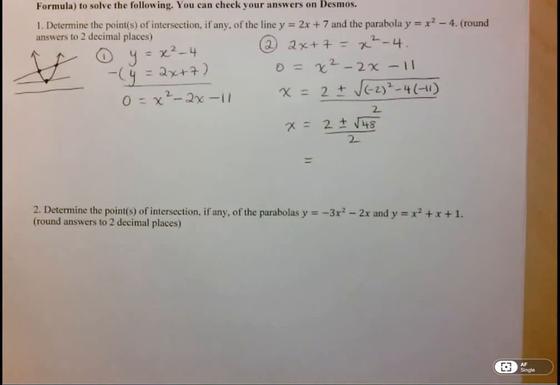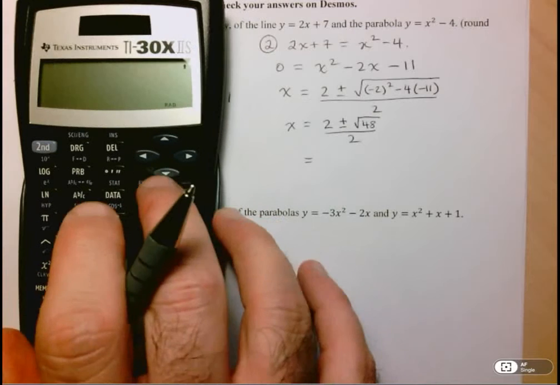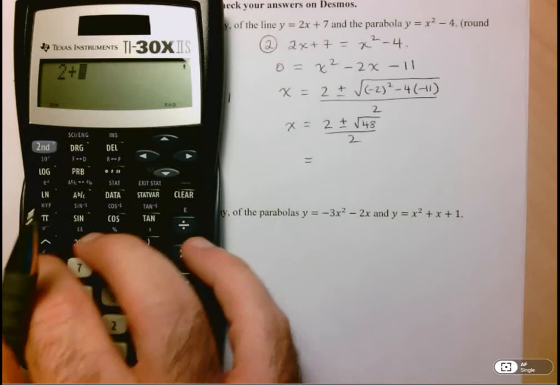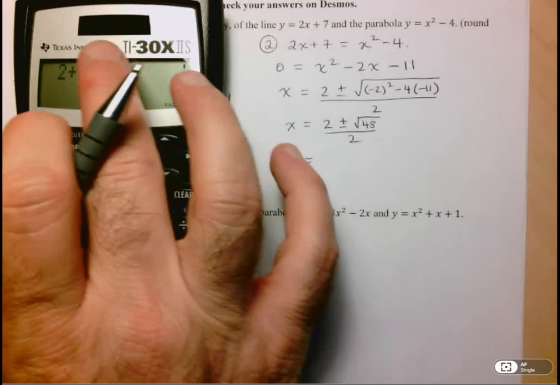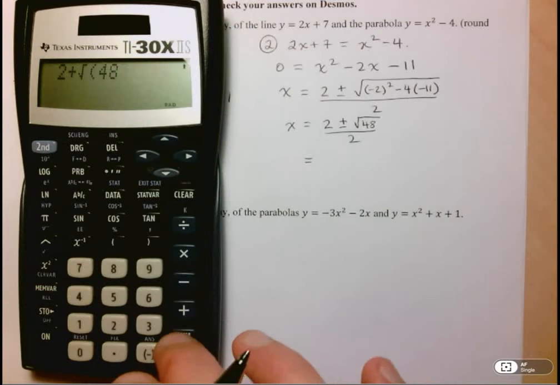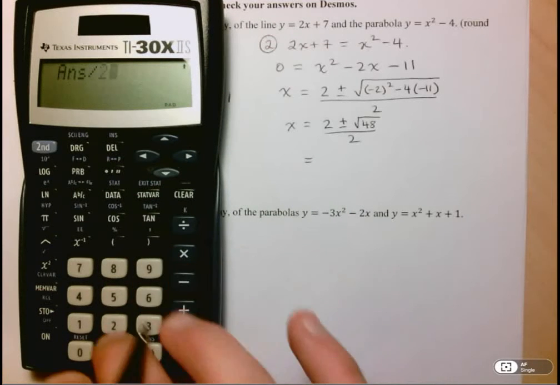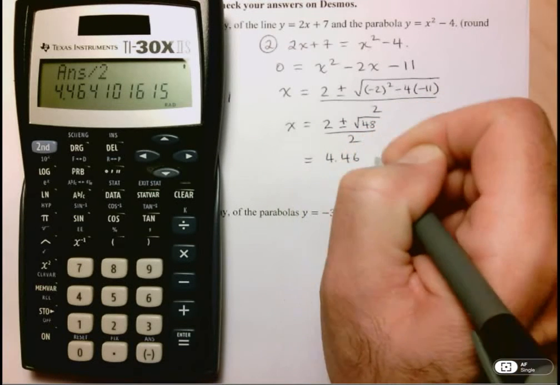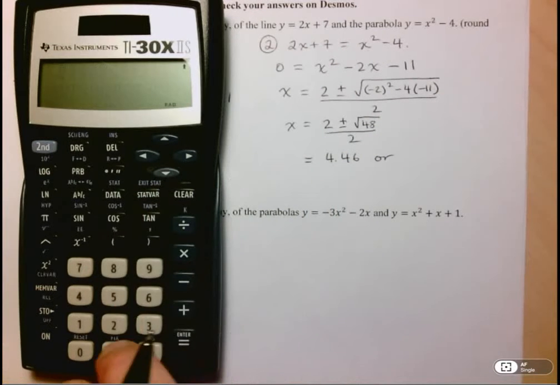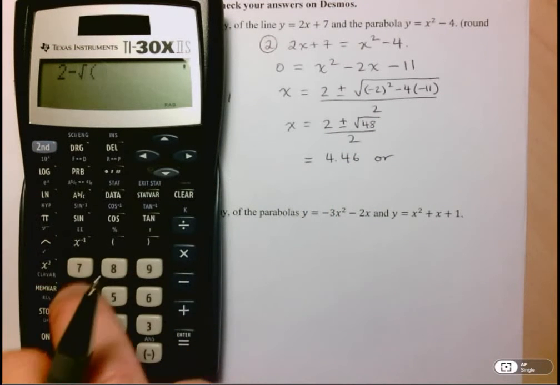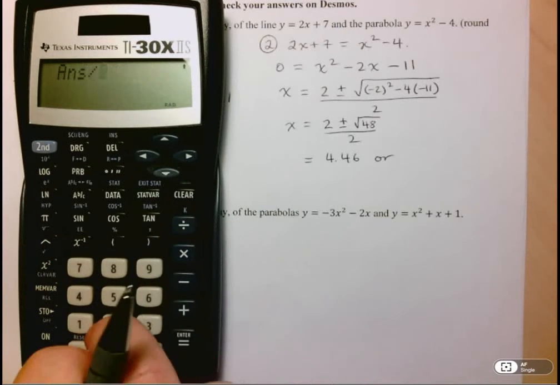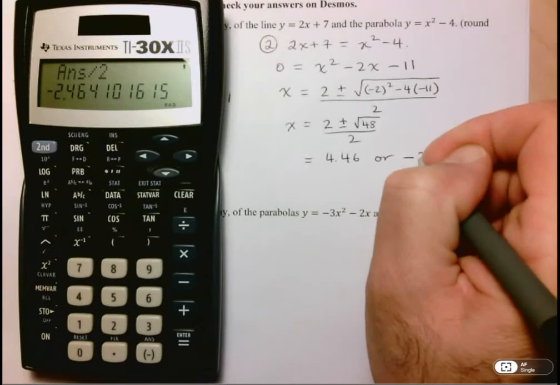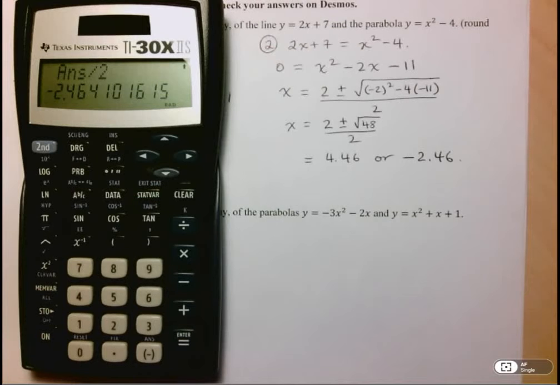So here, let's find our two approximations. So first we have 2 plus the square root of 48. Now, since I didn't put brackets around this expression, I have to actually calculate the numerator first. Okay, and now I can divide by 2. So here we have 4.46. Or we have 2 minus the square root of 48, and then we divide that by 2, and we end up with negative 2.46. Okay, so we end up with 2 values for x, so that means we should expect 2 points of intersection.